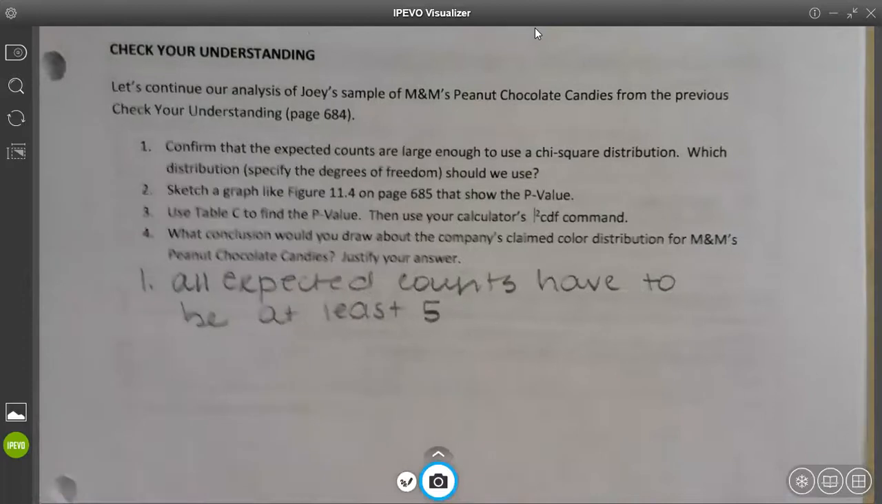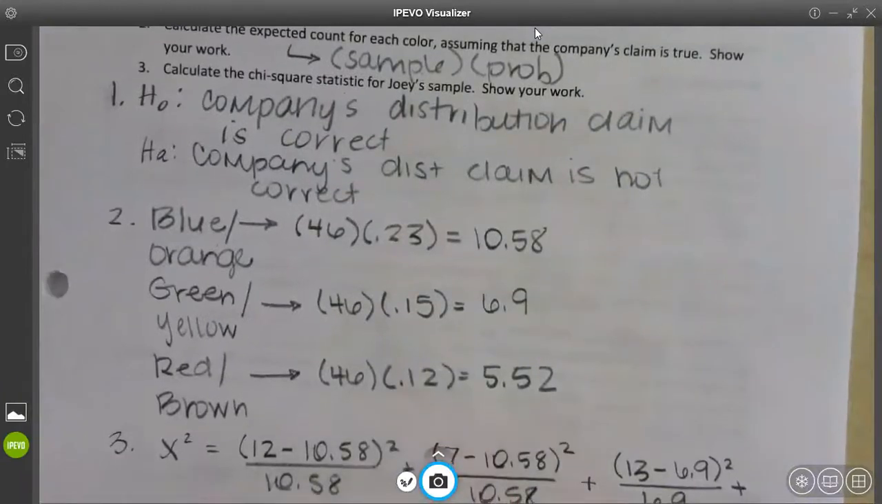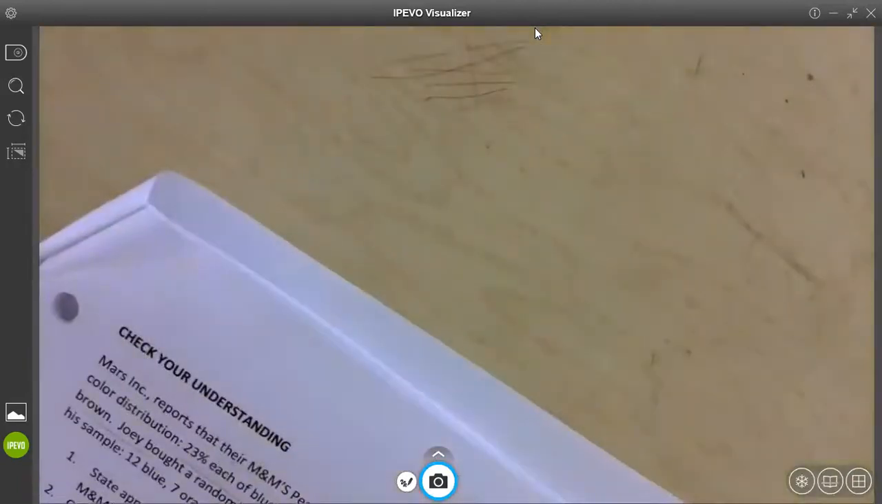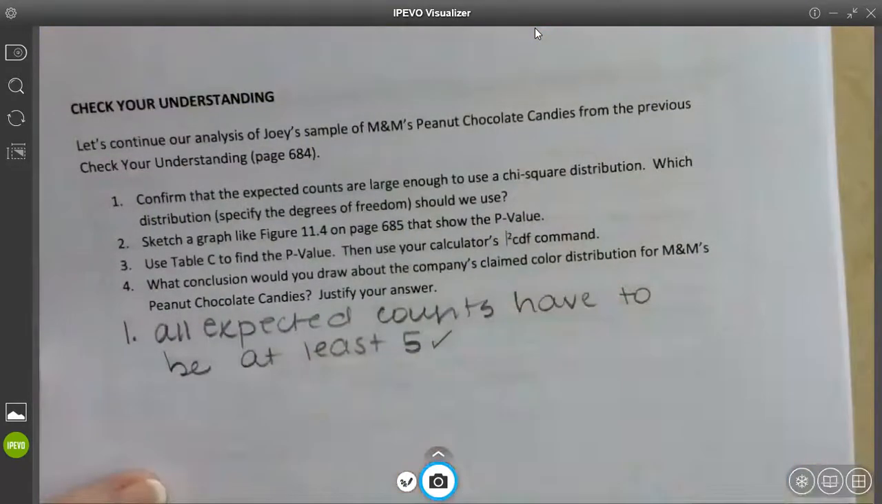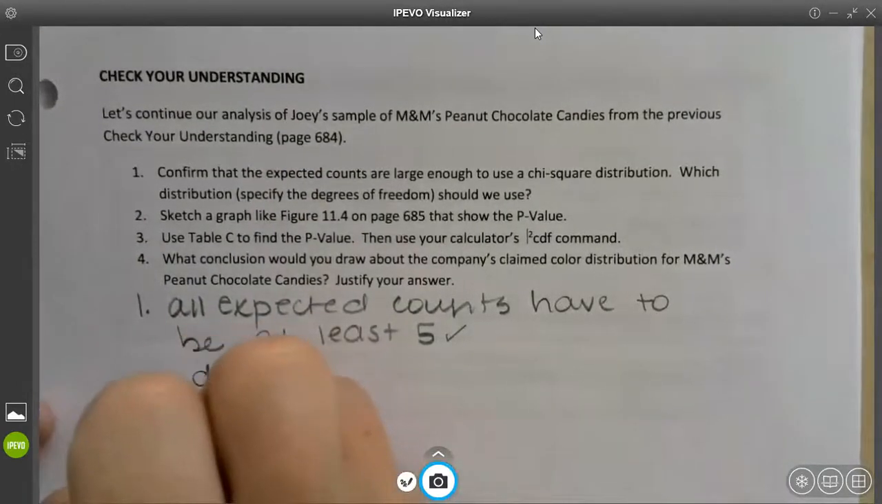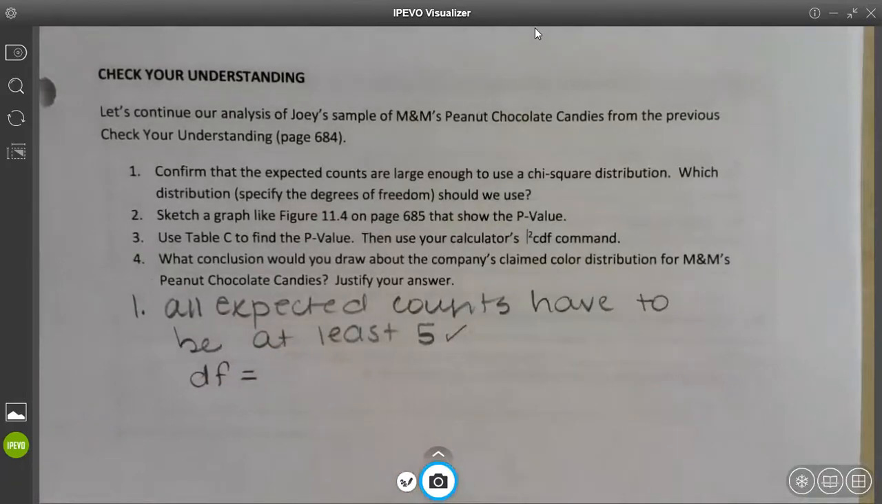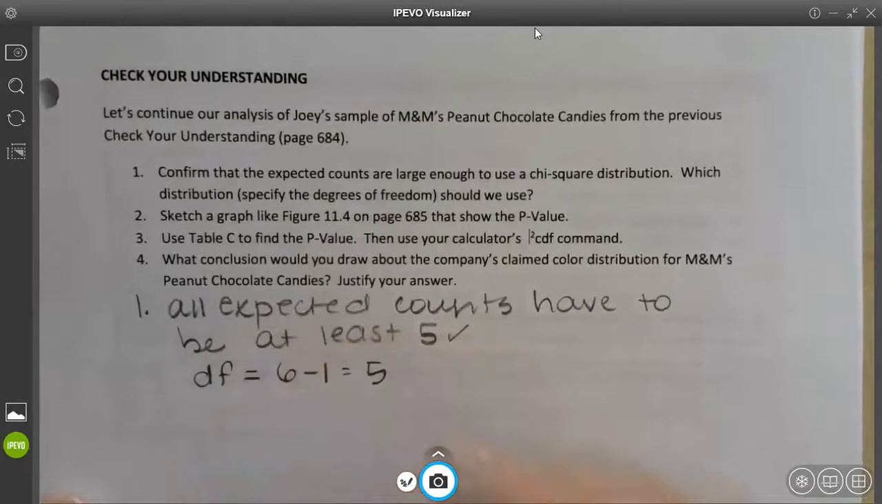All right, so all of our expected counts, I'm going to flip back to show you. We had 10.5, 6.9, and 5.52. So were all of them greater than 5? Yes, so that checks. And then which distribution specify the degrees of freedom should we use? How many different M&M colors were there? 6. So we subtract 1 from that category to get 5.